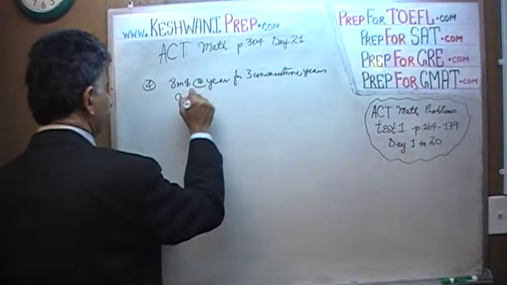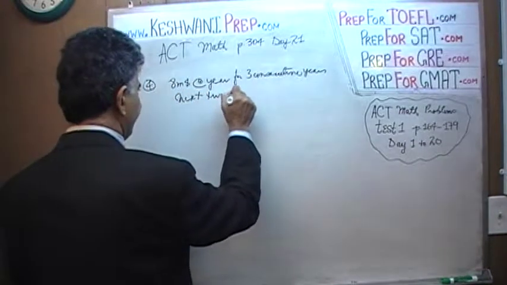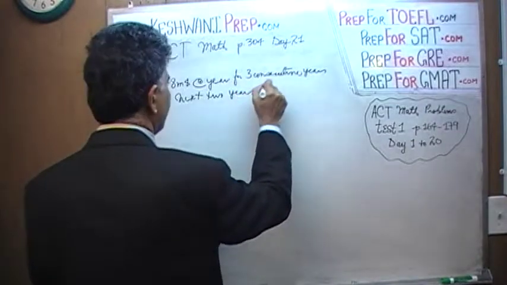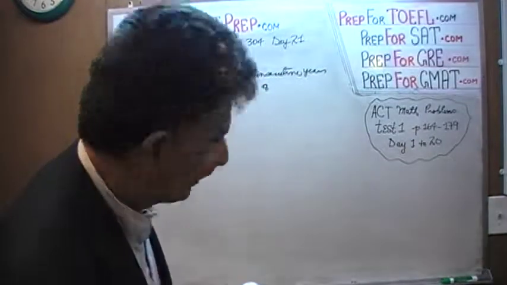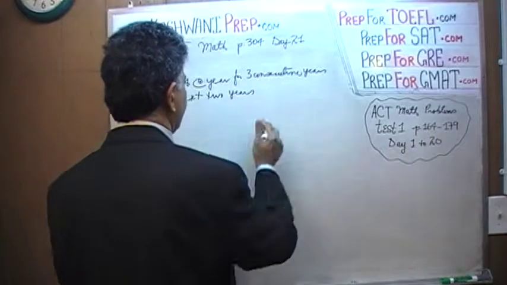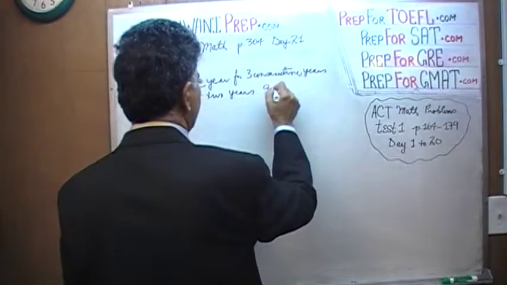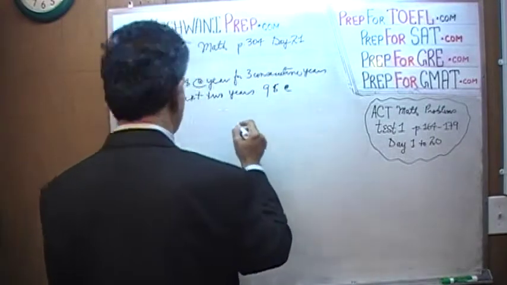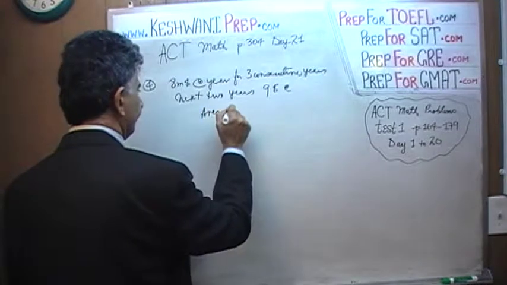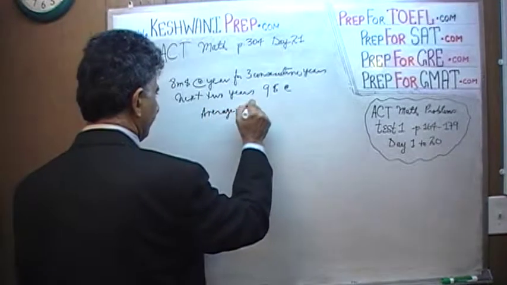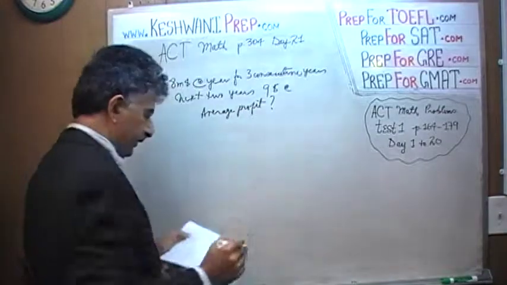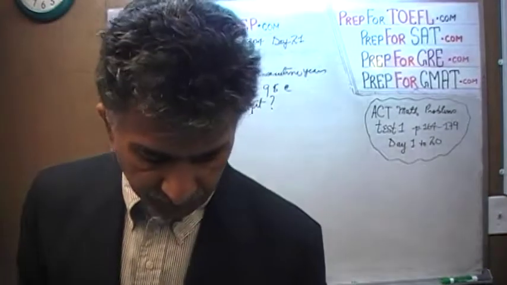And then for the next 2 years, we had a profit of $9 million each. The question is, what is the average profit per year?